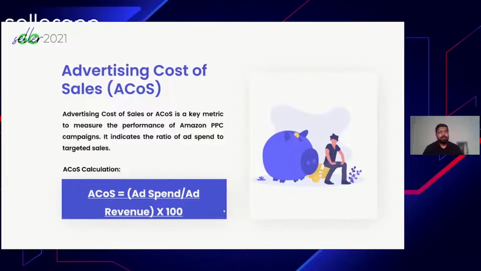Now, advertising cost of sales, otherwise known as ACoS. This is one of the most important metrics to measure the performance of your Amazon PPC campaigns. This is nothing but the ratio between your ad spend and your ad revenue. It is the inverse of your return on investment. So this is one of the key metrics that we usually analyze to understand how the campaigns are performing on Amazon. As this is the ratio between your spend and the revenue, the greater the revenue, the greater your profit. So the lower your ACoS, the higher the profitability of those campaigns.